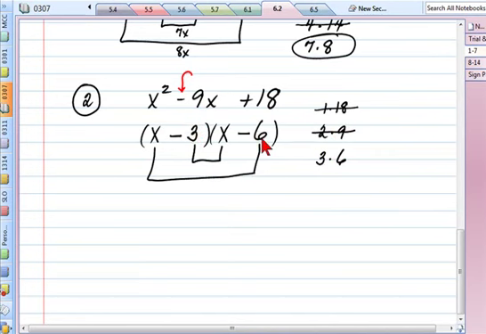Did it matter where I put the 3 and where I put the 6? No. Because either way, I'm going to get a negative and a negative. They add up to be negative 9x. Really, what I usually just check is that middle term.